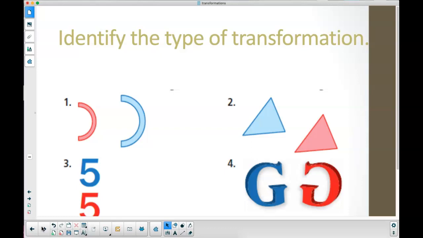What's number one? What would we call that? Go ahead. It's a dilation. Because it's not the same size, it actually got bigger. So this is a dilation. How about number two? What's the second one?